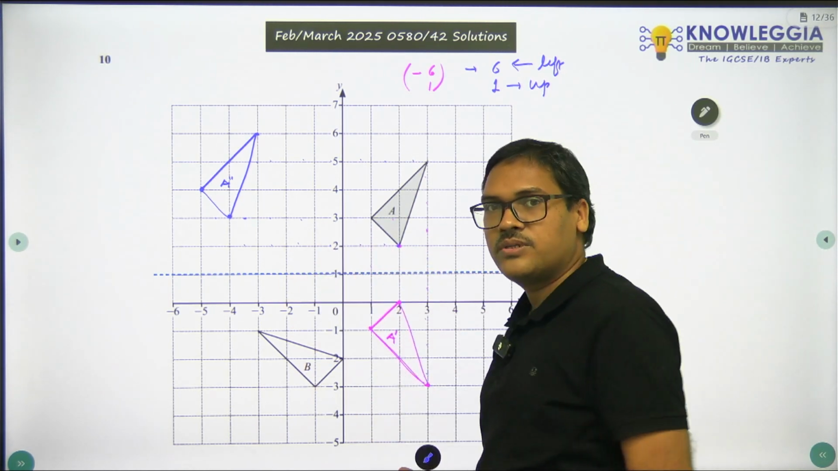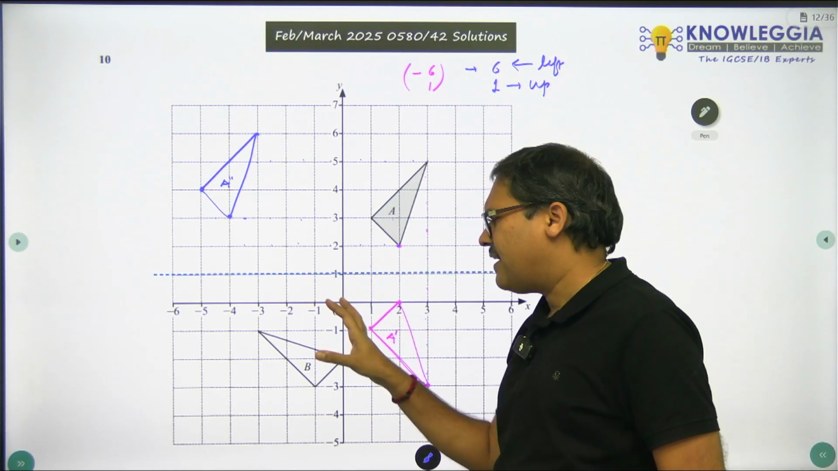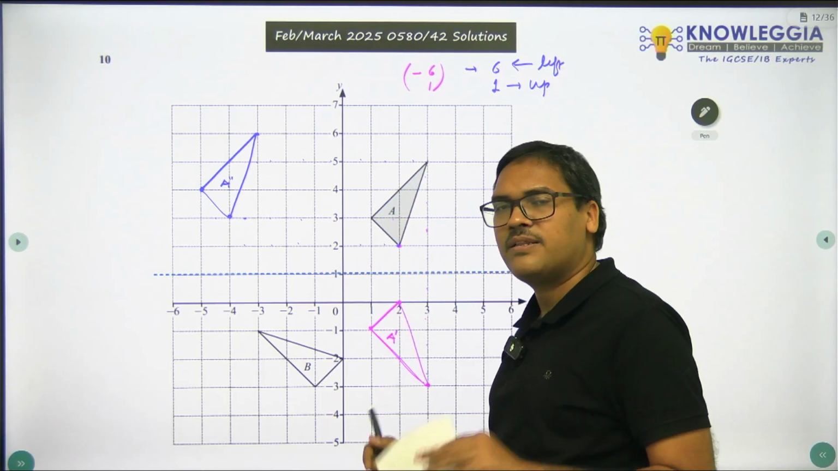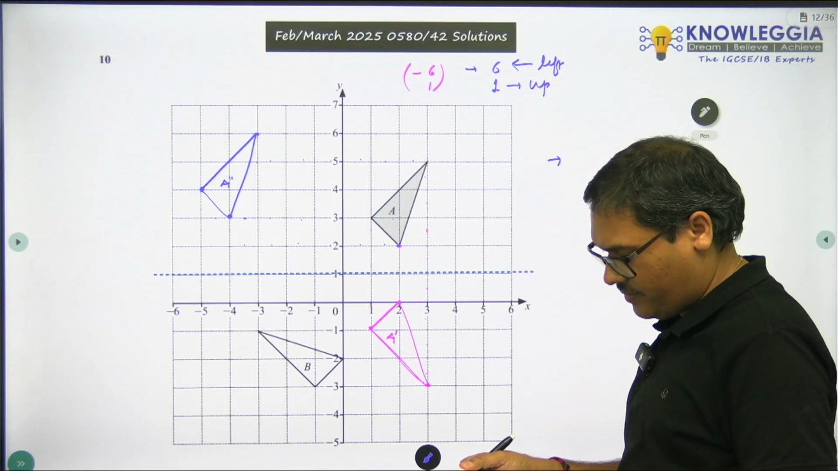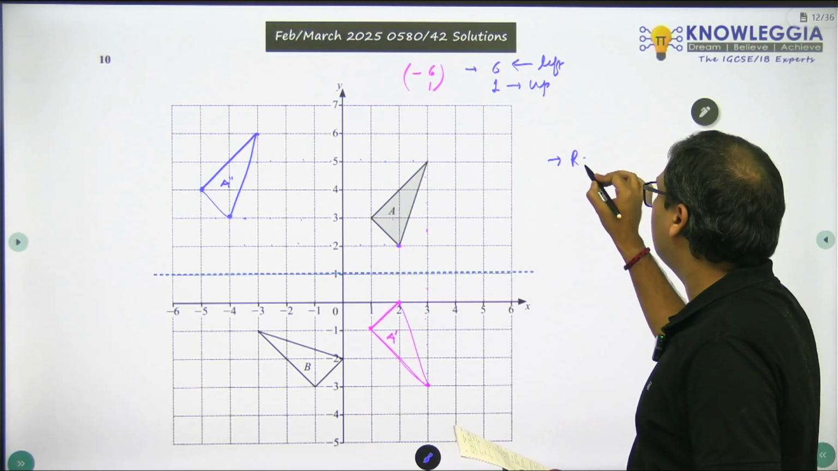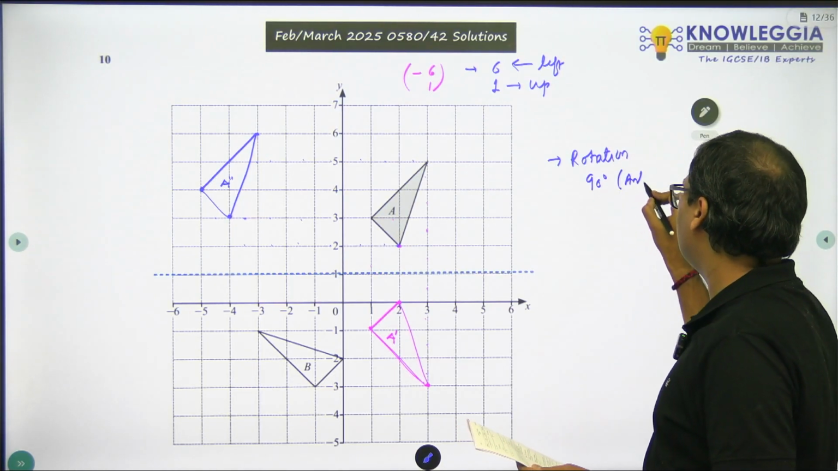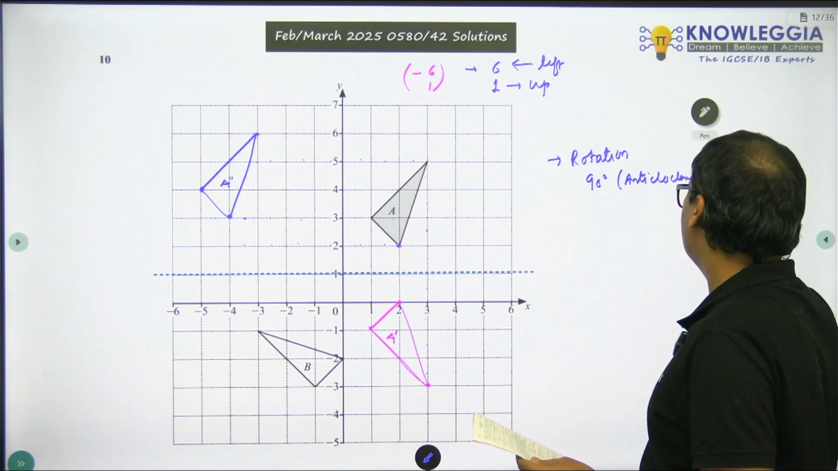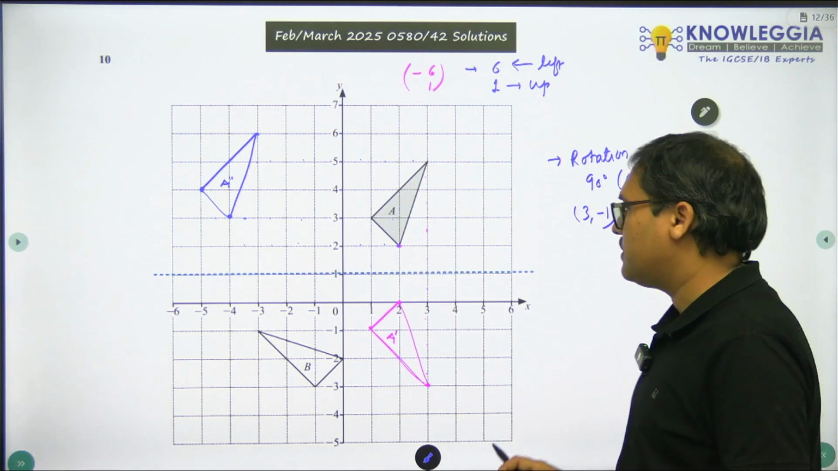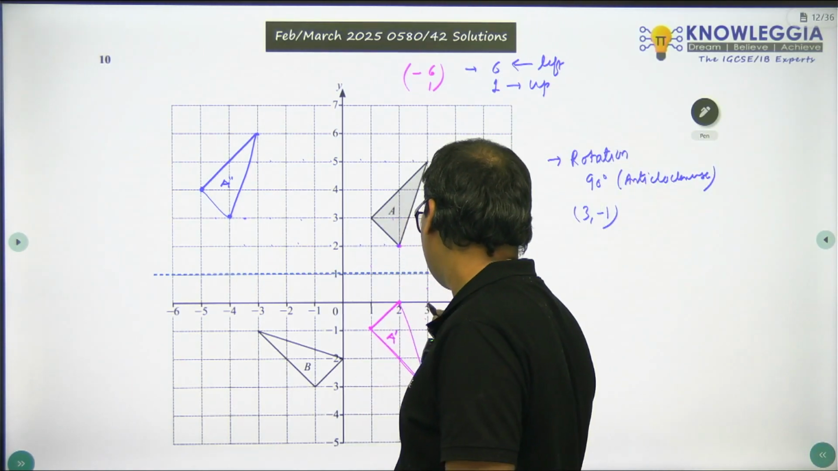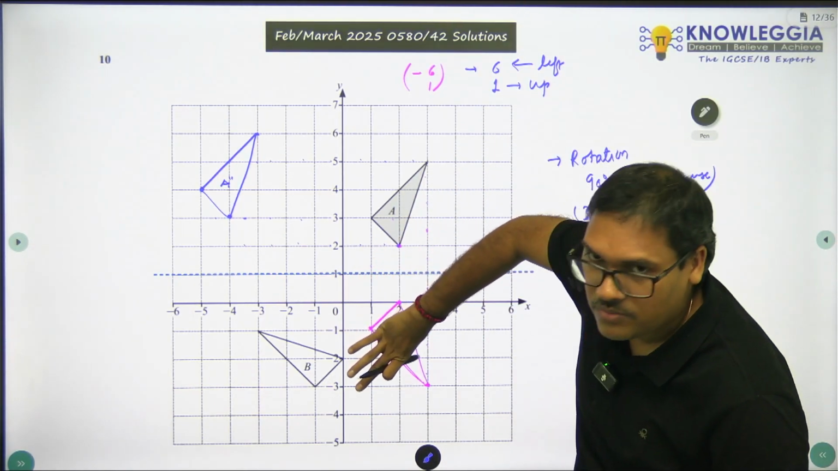You can just measure this using the tracing paper also. But what is the center of rotation? For that, you will definitely need the tracing paper, or by trial and error you can see what the center of rotation is, but the best way is tracing paper. Okay, so you will get the answer. I will just give you the answer for this. This is a rotation of 90-degree anti-clockwise, and the center of rotation you will find will be 3 comma minus 1, like this. So about this point basically we have rotated this by 90 degrees like this.